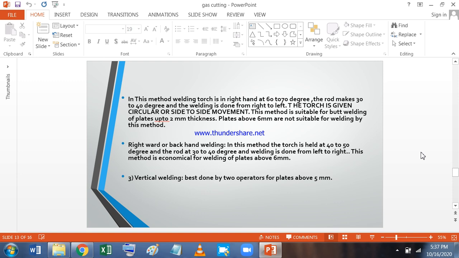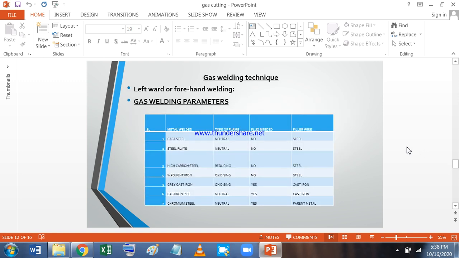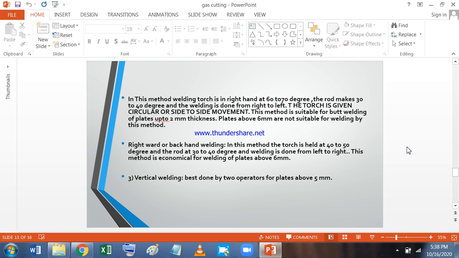Now here, some methods of welding have been shown. This is not very important for us, but you can see that there are two methods. One is rightward or backhand welding, and another is leftward or forehand welding. That means you move the torch from left to right or right to left for different welding purposes, and the characteristic of welding will vary along with this method.